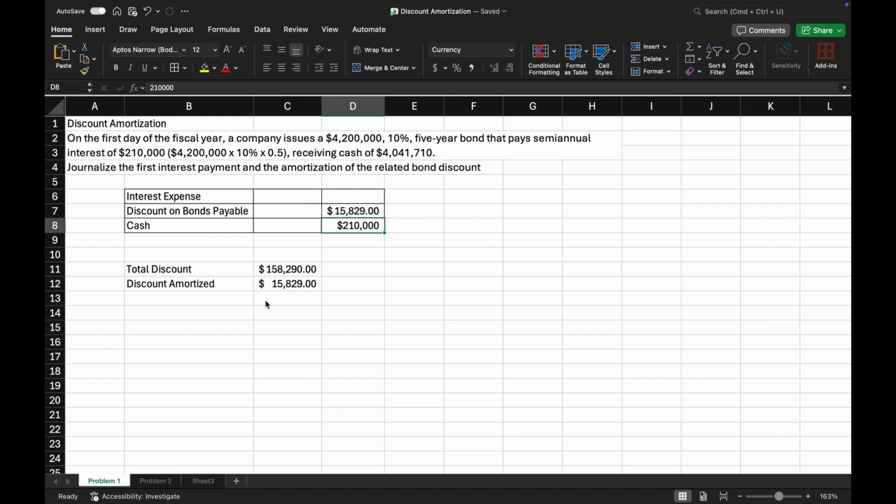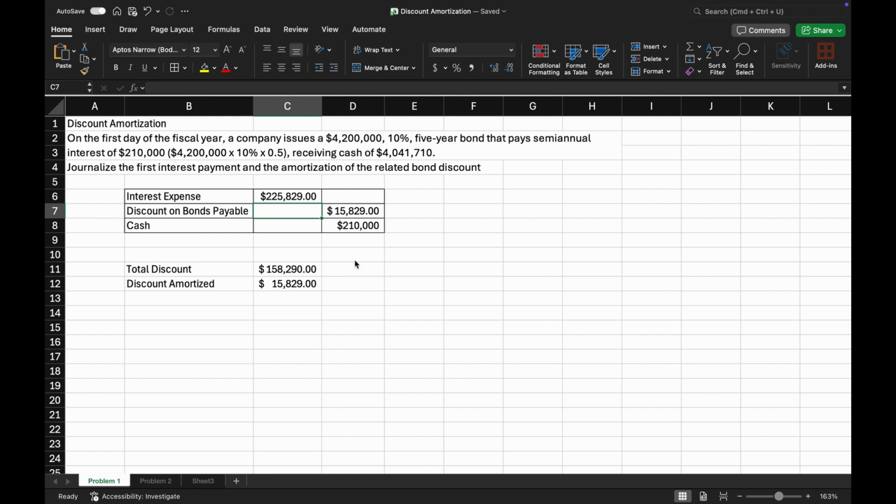$15,829. Finally, interest expense. This account represents the total expense to the company from interest and amortization. To get this, we must simply add up the cash paid for the interest and the discount amount being amortized. For us, that'll be $210,000 plus $15,829, which comes out to an interest expense of $225,829 as the debit for this account.